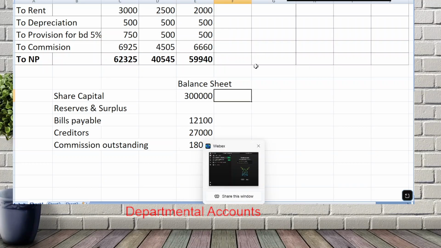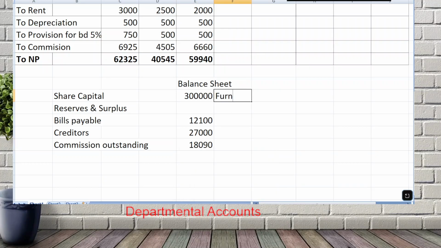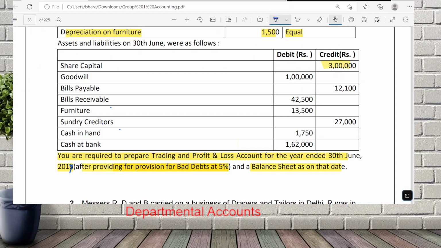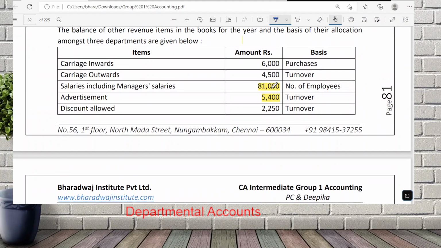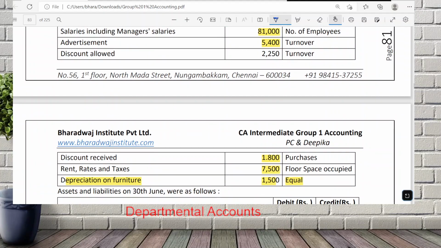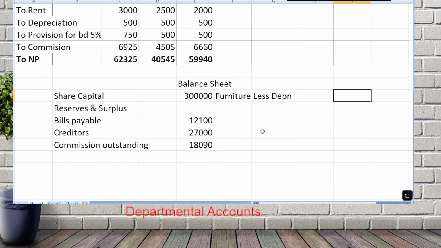Asset side, furniture less depreciation. After adjusting depreciation, how much do you get? Furniture 13,500 minus depreciation 1,500. How much do you get? 12,000. Then what is the next one?